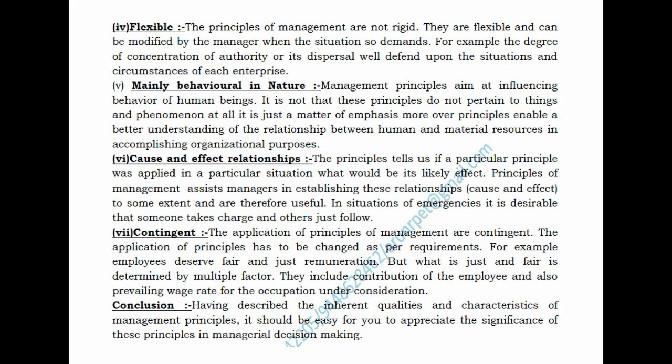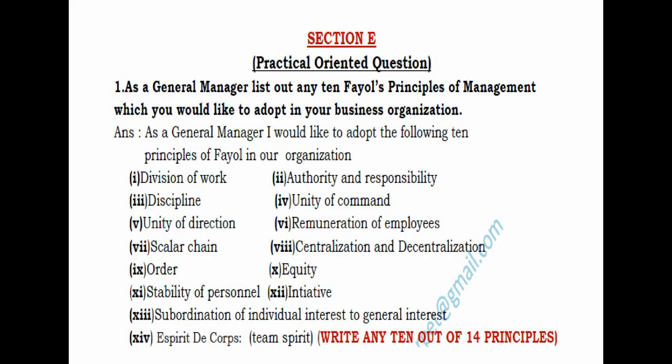The last one is a practical oriented question. As a manager, that is as a general manager, list out any 10 of Fayol's principles of management which you would like to adopt in your business organization. You know the 14 principles of Henry Fayol. You just write any 10 principles of management.